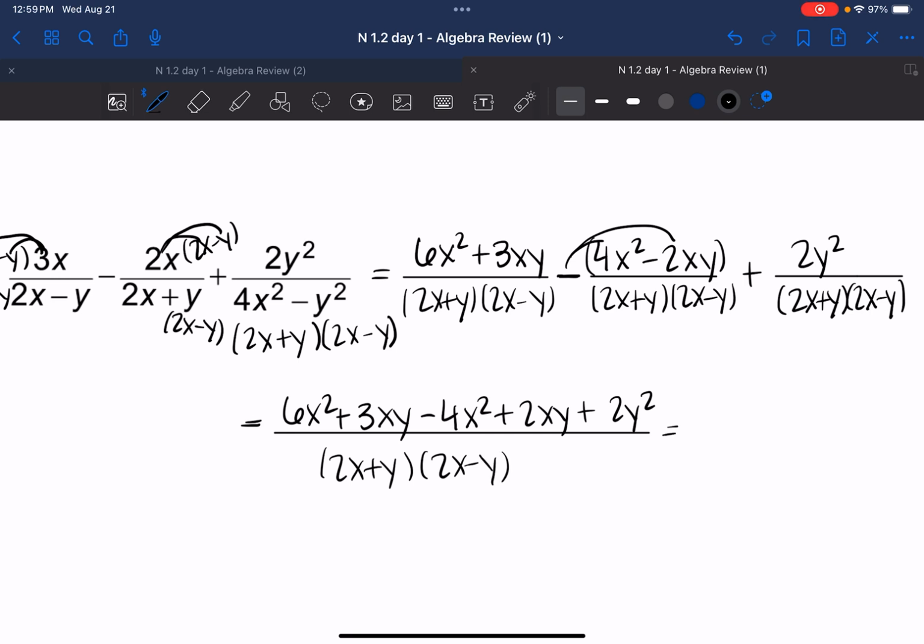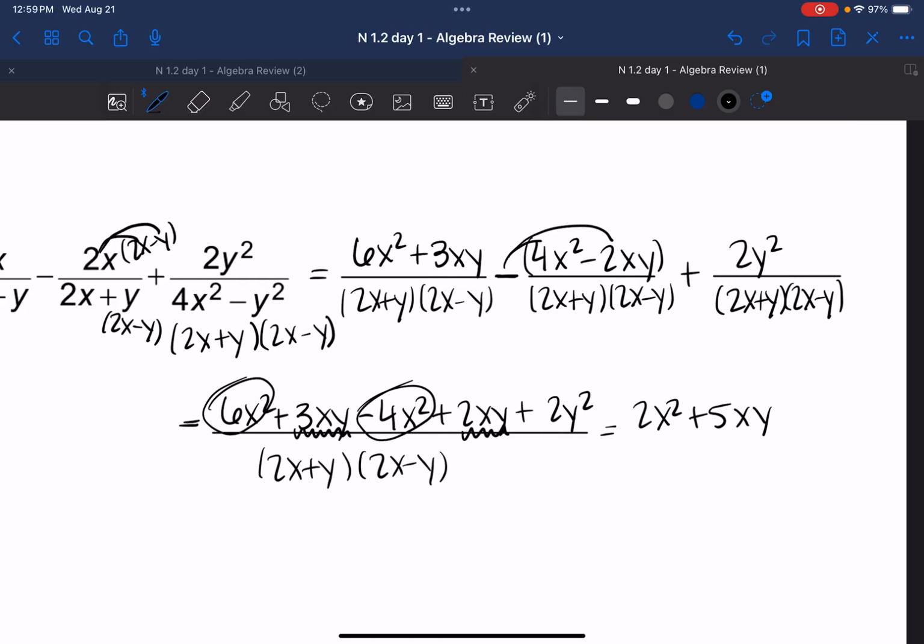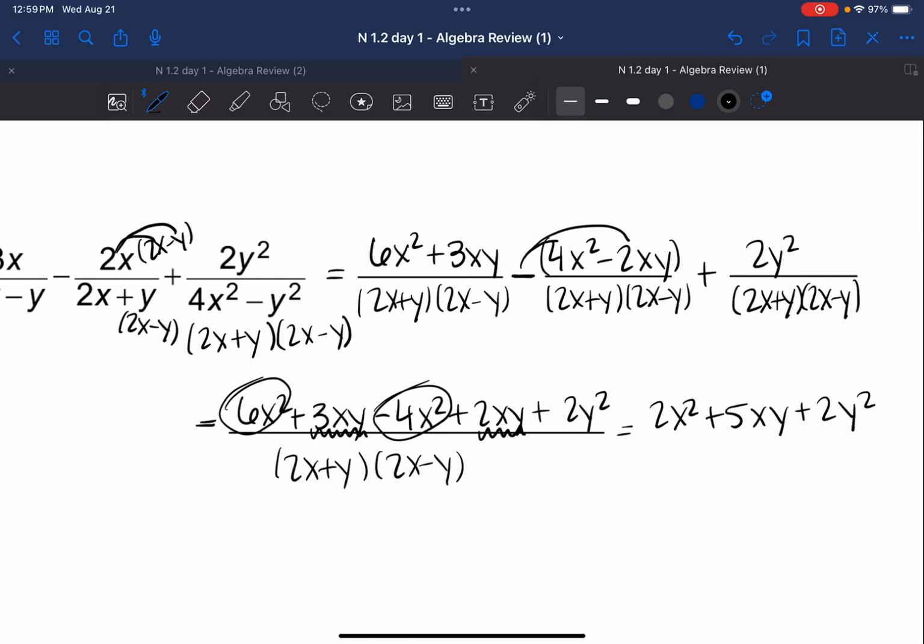Now I'm going to combine like terms, so I got a 6x squared and a negative 4x squared, which leaves me 2x squared. I've got a 3xy and a 2xy, which gives me 5xy. And then lastly, I've got my 2y squared, all over our common denominator of 2x plus y times 2x minus y. Now that numerator should factor, so that's what we're going to do next to see if we can simplify this any further.